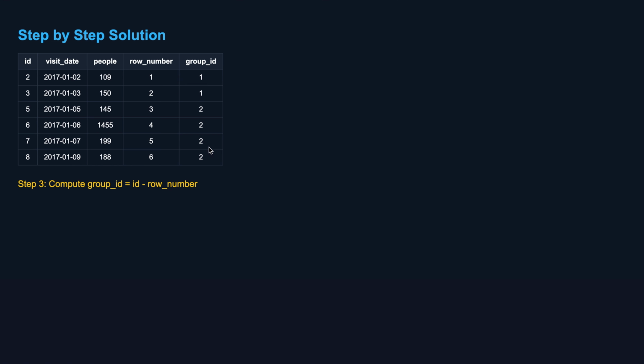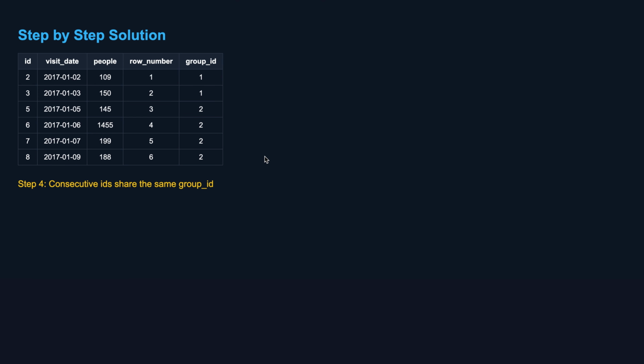So notice something very interesting over here. Whenever the IDs are consecutive, the value of ID minus row number stays constant. And this means all the consecutive rows automatically fall in the same group. So this simple formula will allow us to group consecutive sequences together. And this is one of the most useful tricks in SQL interview problems.